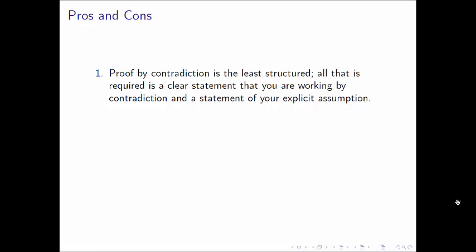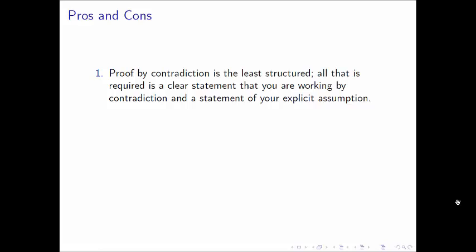So of direct proofs, proof by cases, proof by contrapositive, induction proofs, all of those types of proofs have a lot of structure to them. Proof by contradiction is very minimal in terms of what the structure of the proof is. All that's really required is a clear statement at the beginning that that's the proof technique that you're using. That is, virtually every proof by contradiction will start with, we argue by contradiction, or we proceed by contradiction, just to make it clear that your reader knows what proof technique you're using.